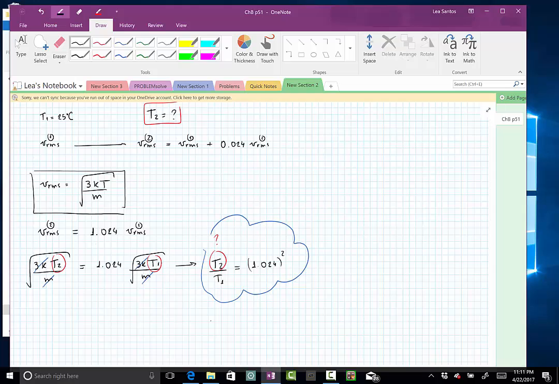Maybe better to write it like that: T2 is equal to T1 multiplied by 1.024 squared. And remember this T1 must be written in Kelvin. So you're going to get your T2 in Kelvin. But careful, WebAssign wants you to enter the answer in Celsius, so don't mess up Celsius and Kelvin. First, you have to write T1 in Kelvin, so you're going to get T2 in Kelvin, and then subtract 273 to enter your answer in Celsius.